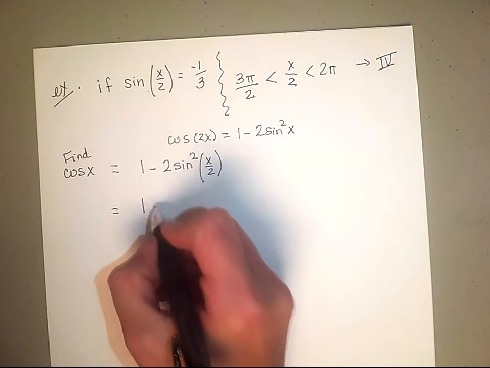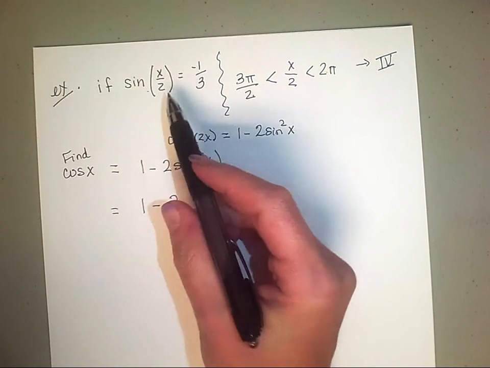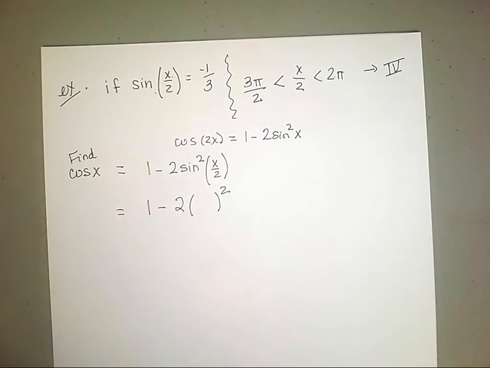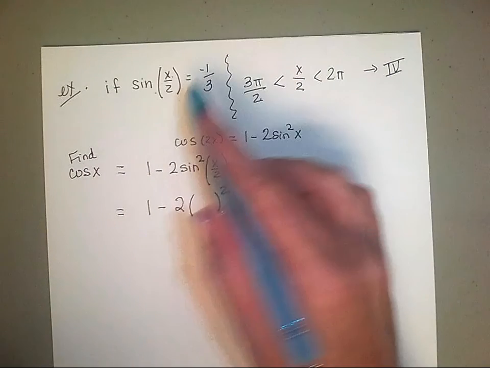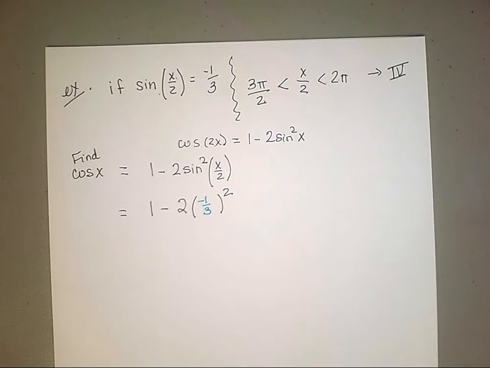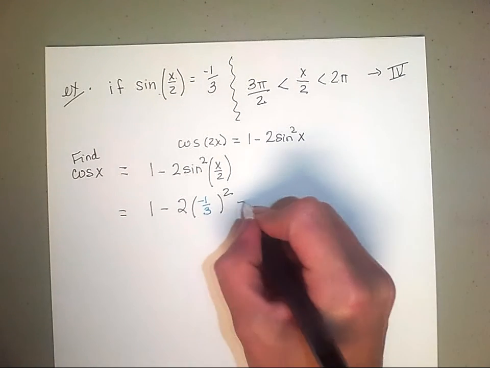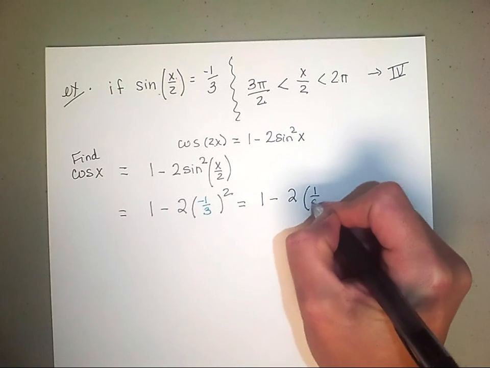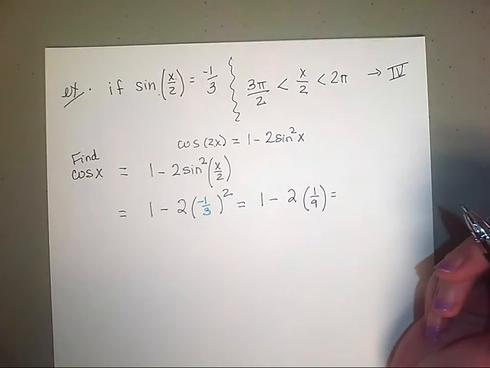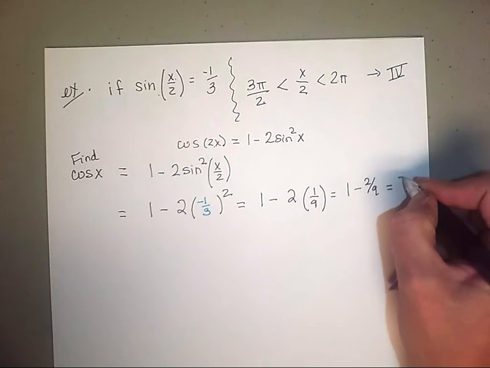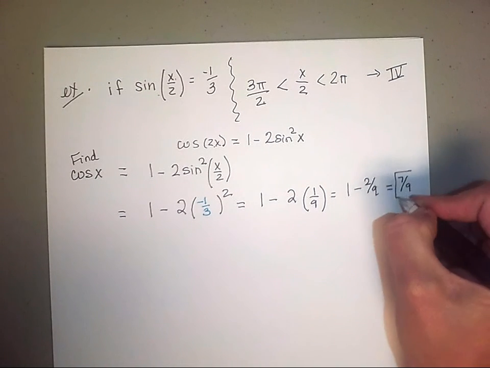So that's equal to 1 minus 2 times, well, we have the sine of the half angle, and we're going to have to square that. So the half angle is given as negative 1/3. So this is equal to 1 minus 2 times positive 1/9, which is 1 minus 2/9, which is 7/9.